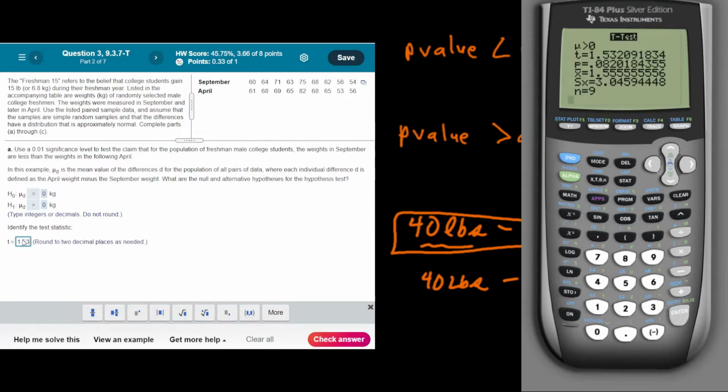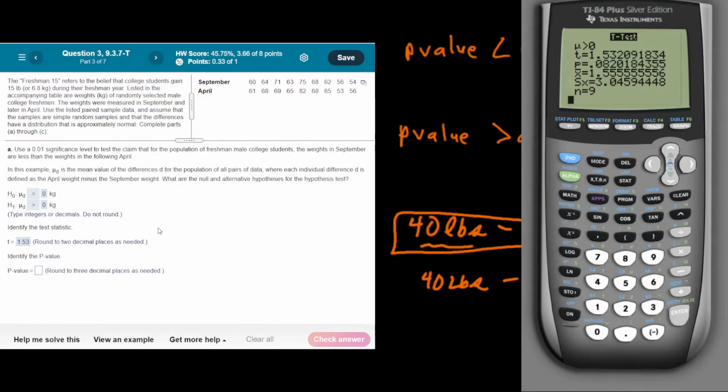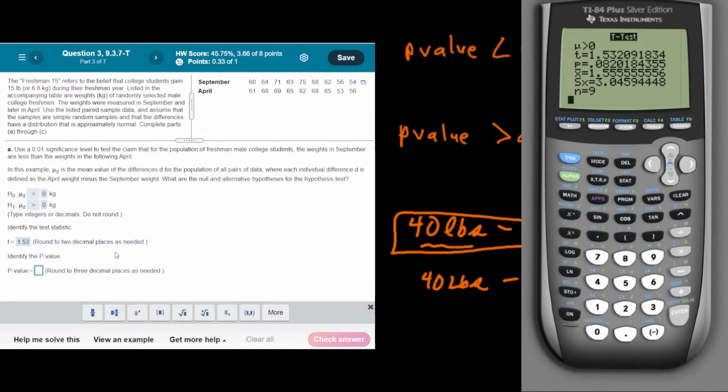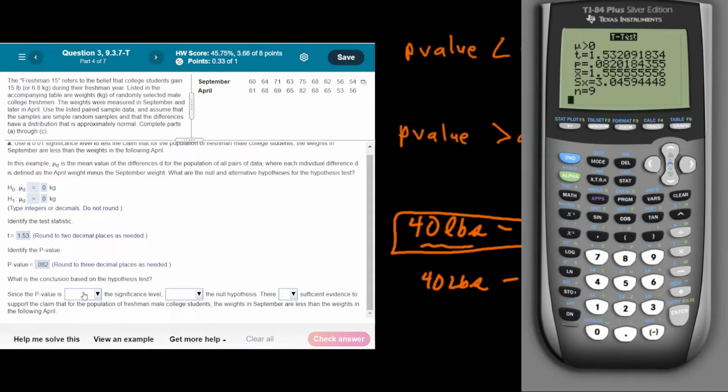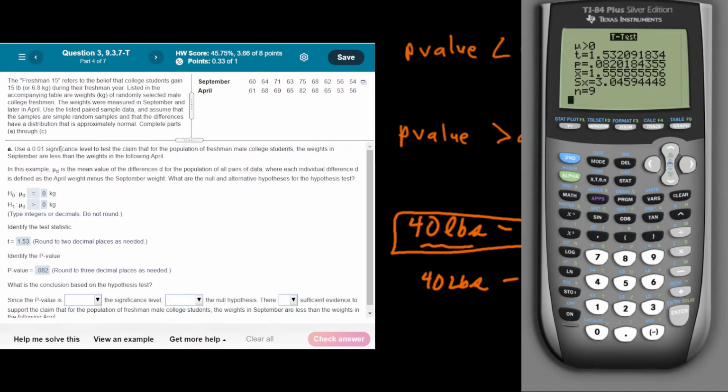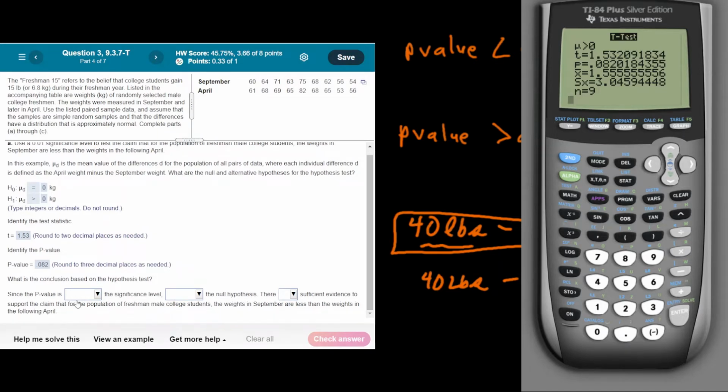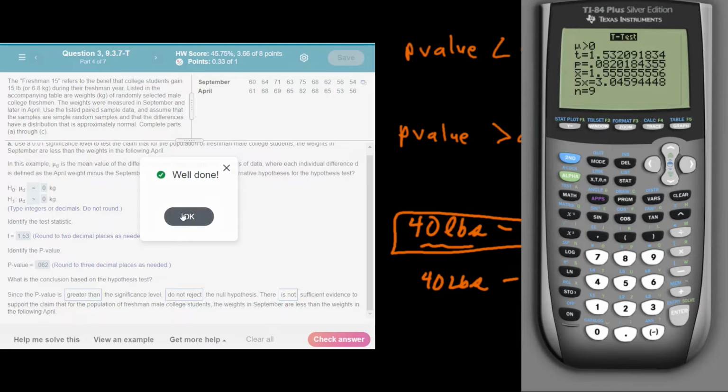All right, good job. P-value is right below it. So how many decimals? 3, so 0.082. Well done. Okay, the p-value is definitely greater than your significance level. So let's choose greater than. Whenever it's greater than, we fail to reject, or in other words, do not reject. And whenever we don't reject, there is not enough evidence.